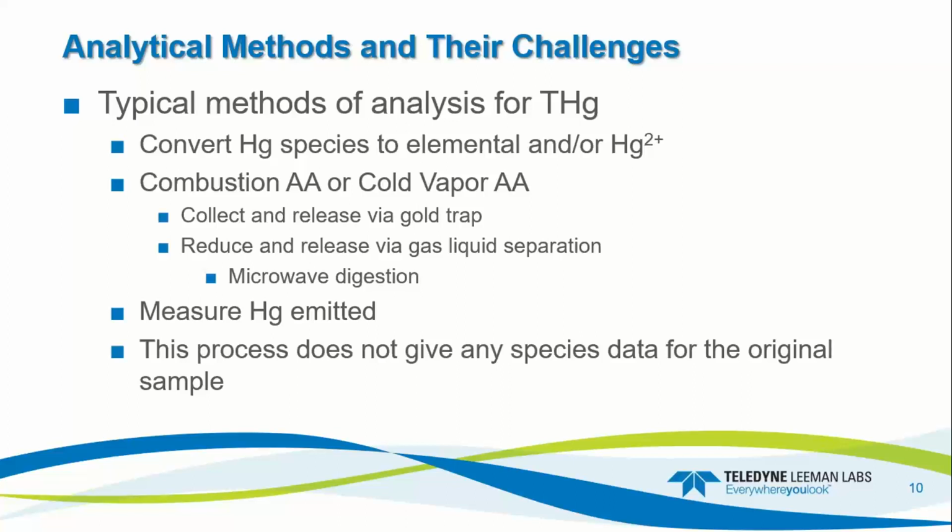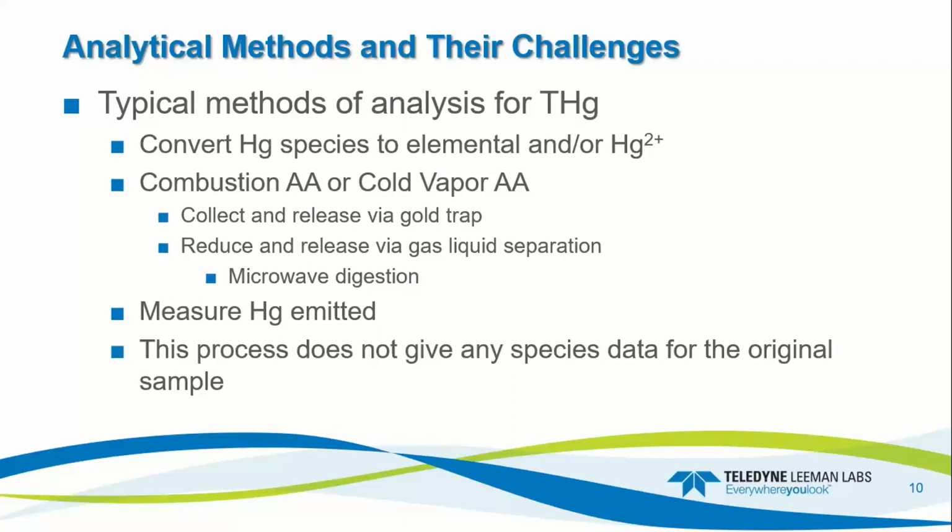Typically, for the methods and their challenges for total mercury, you want to convert the species to elemental and/or Hg2+. A couple of techniques are combustion AA and cold vapor atomic absorption. In combustion AA, you collect and release via a gold trap. For the CVAA side, you reduce and release via liquid-gas separation. A typical digest for these oils and distillates would be via microwave.